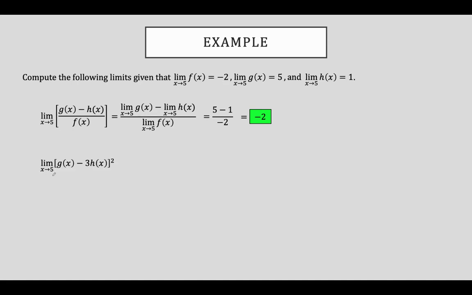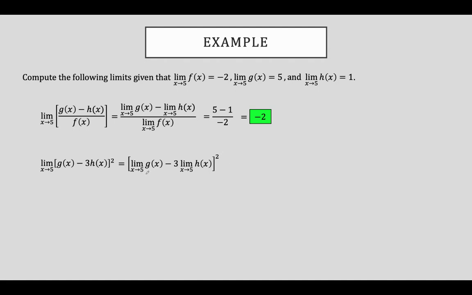The limit as x approaches 5 of the quantity g of x minus 3 times h of x, squared. Well, notice that we have a power, and we know that using the power rule, we can evaluate the limits of the inside and raise to the power afterwards. We can also evaluate the limits of the individual parts of our inside, splitting it up into the limit of g of x as x approaches 5 minus 3 times the limit of h of x as x approaches 5. Notice we just factored out that constant multiple of 3 in front of the h of x. All of that being squared.